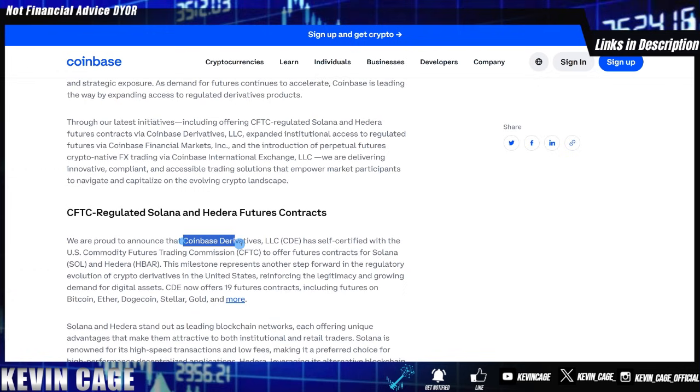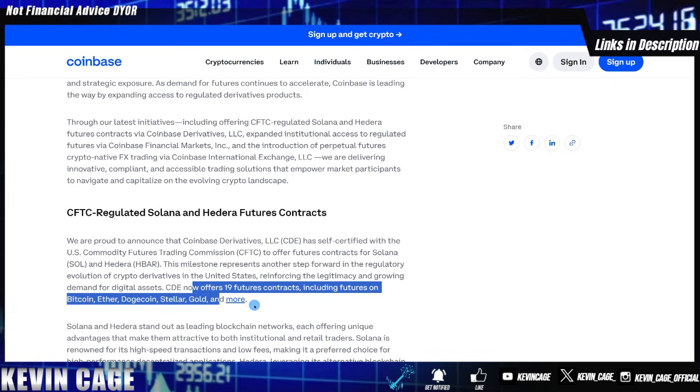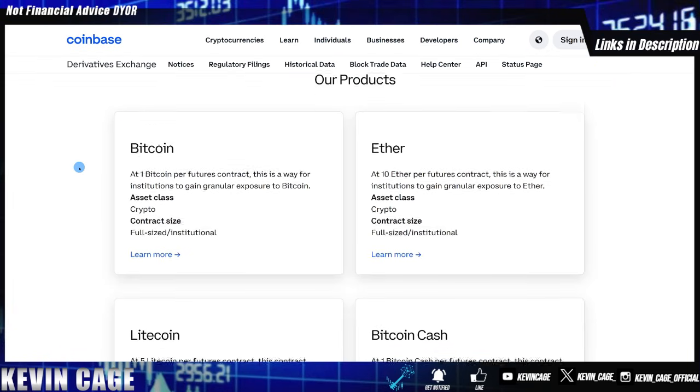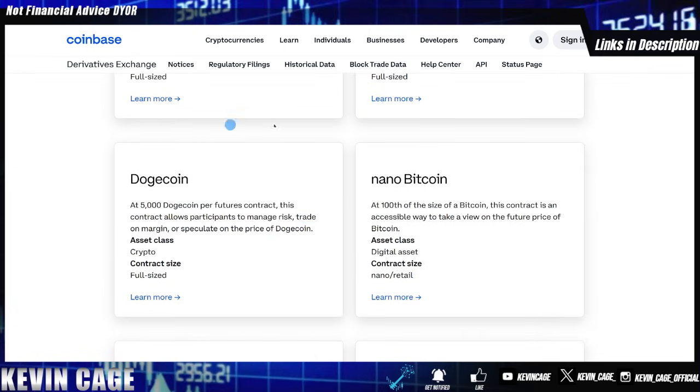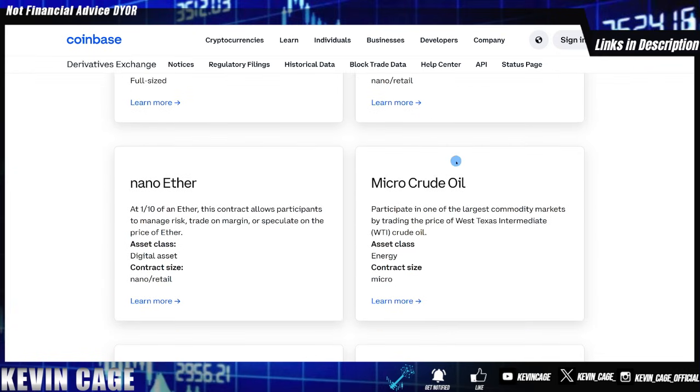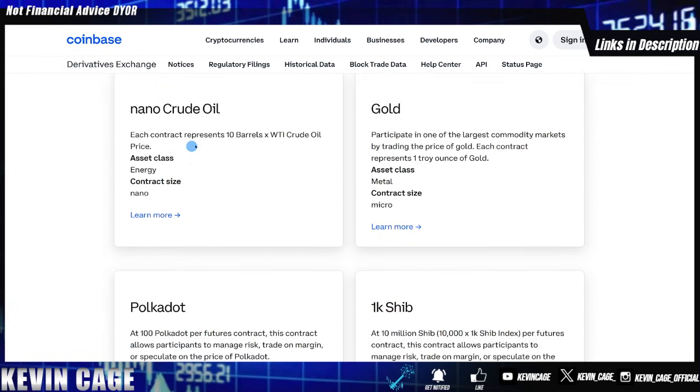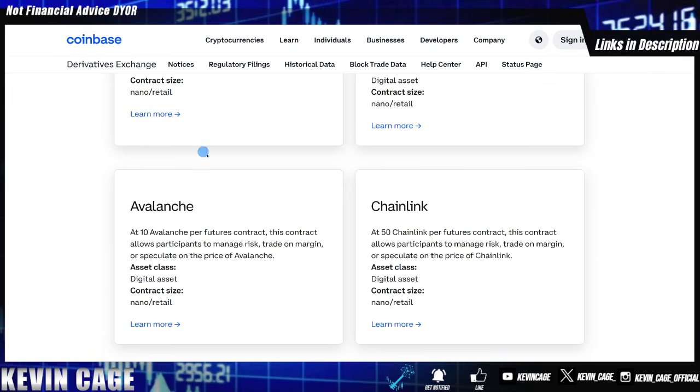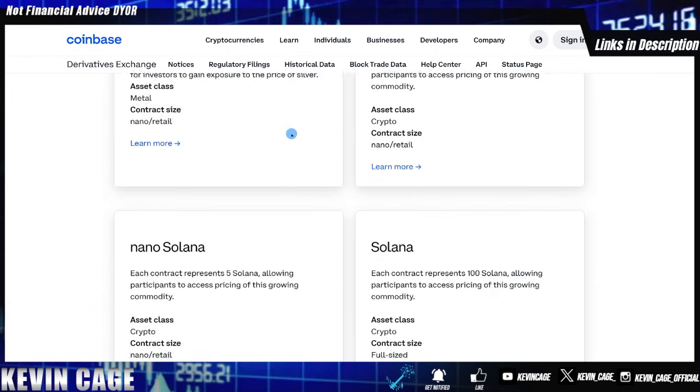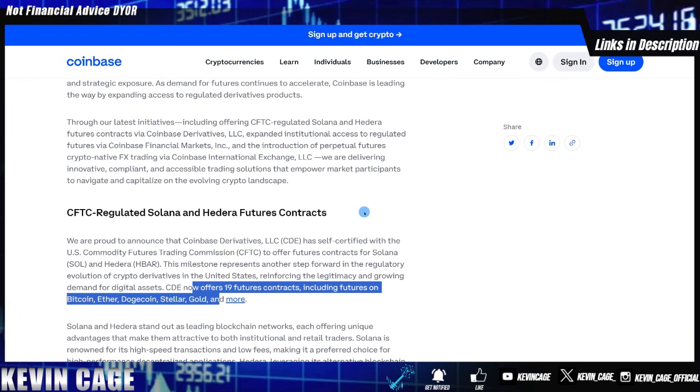So now we can see that Coinbase Derivatives LLC, or CDE, now offers 19 futures contracts, including futures on Bitcoin, Ethereum, Doge, Stellar, Gold, and more. We can see their different assets in this list for their products. So we have Litecoin, Bitcoin Cash, Nano Bitcoin, Nano Ether, Micro Crude Oil, Gold, Polkadot, SHIB, Chainlink, AVAX, Silver, Stellar. Where's XRP?